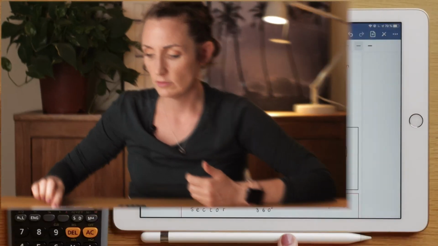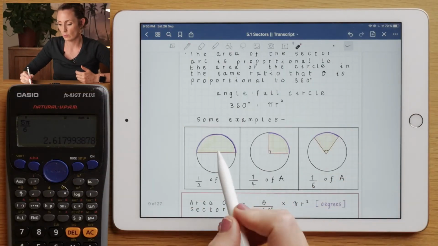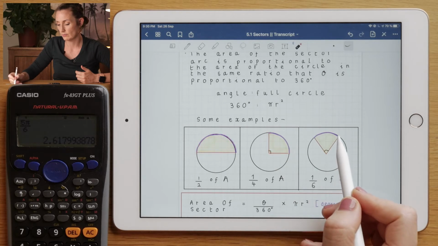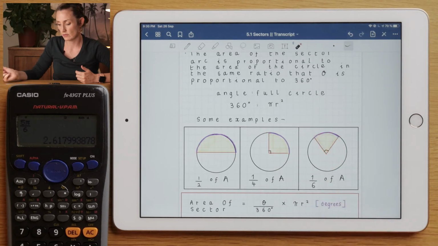Welcome back. We're going to be looking at the proof for the area of a sector. Just like when we considered the arc length, it's important to know what percentage or what fraction or what ratio of the circle we have. So in these examples, it's really obvious to our eye that we've got half the circle, a quarter of the circle, or this one is a sixth of the circle.